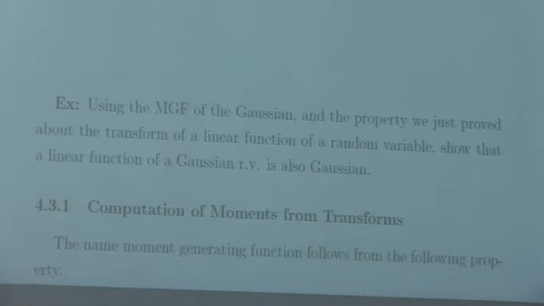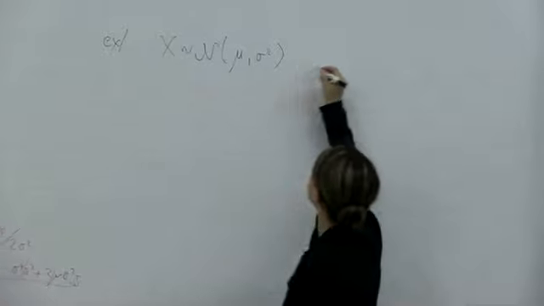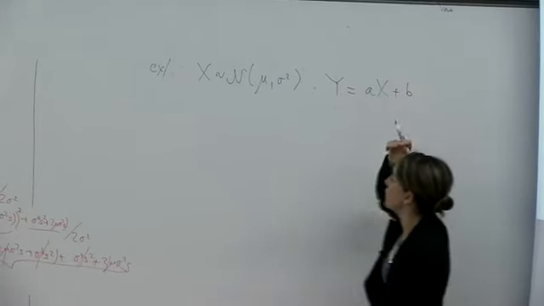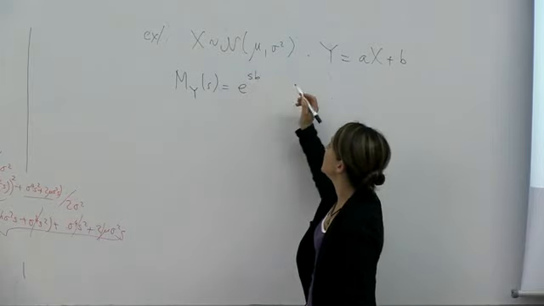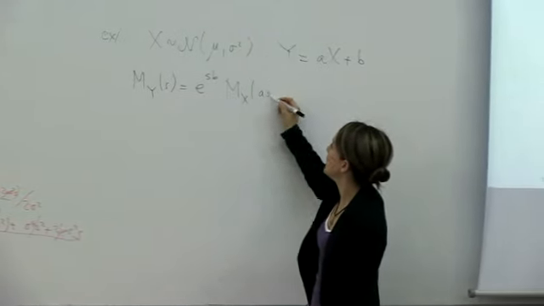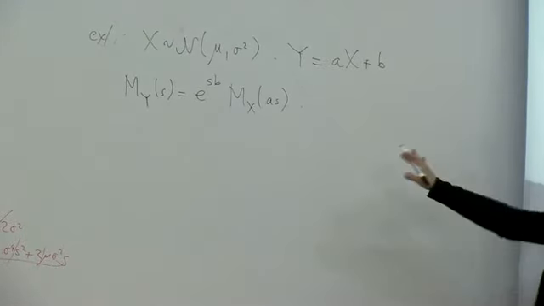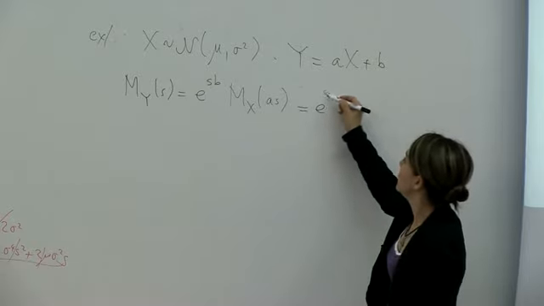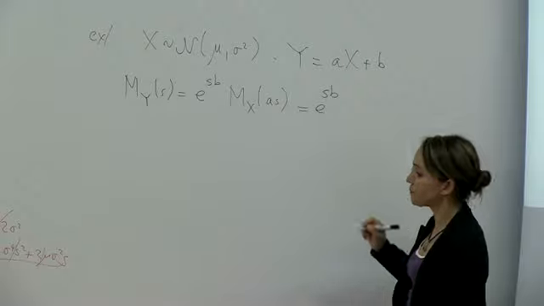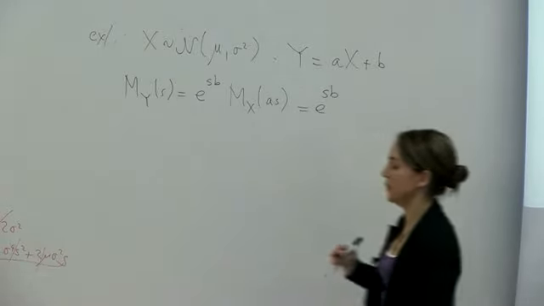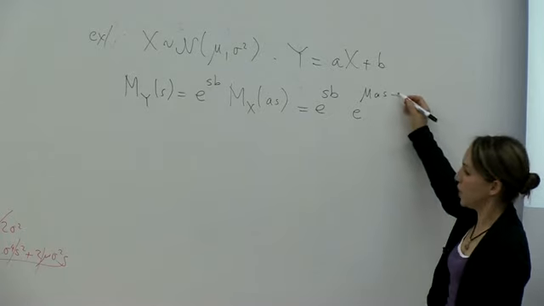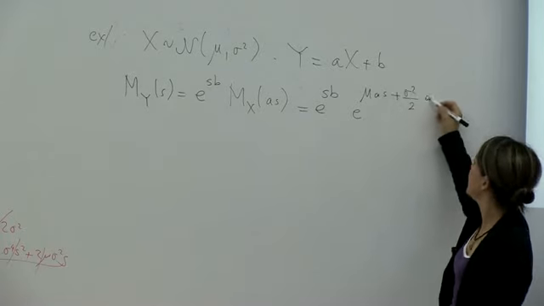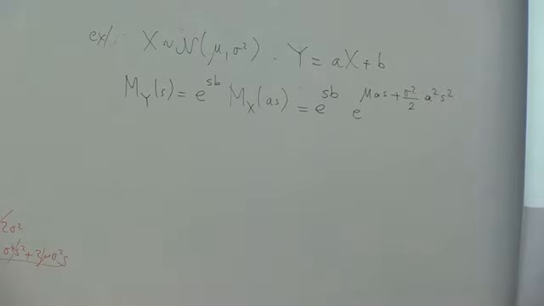Okay? So here's a setup. X is normal with mean mu, variance sigma squared. Y is ax plus b. So what is M_Y of s? M_Y of s, as we showed, is e to the sb times M_X evaluated at a times s. Right? We just showed this. Now, e to the sb times M_X of as. We need to plug in as instead of s. E to the mu as plus sigma squared over 2 a squared s squared, right? So what happens?